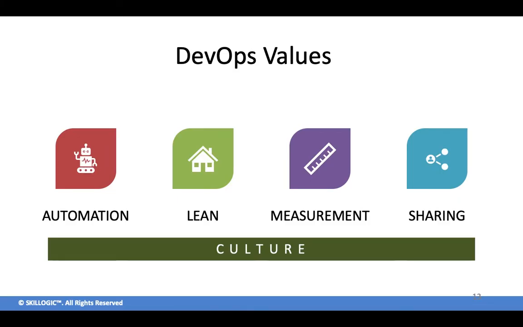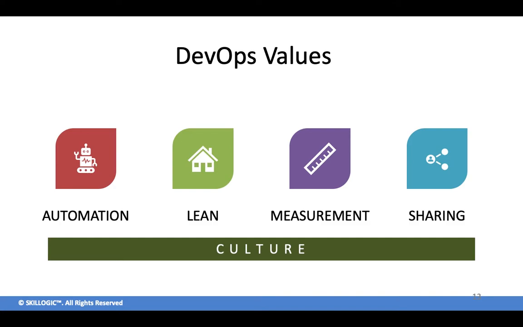DevOps has certain values. Automation is at the core of DevOps, may it be code or testing automation or UAT automation, the deployment automation, the release automation. All sorts of automation play a very crucial role in DevOps. DevOps also works with lean concepts, reducing anything which is not required in the delivery process. Measurement is key because, as they say, until you can measure, you cannot improve. So, measurement at every level of software development and delivery is one of the key values of DevOps.